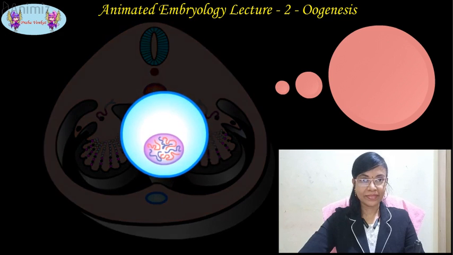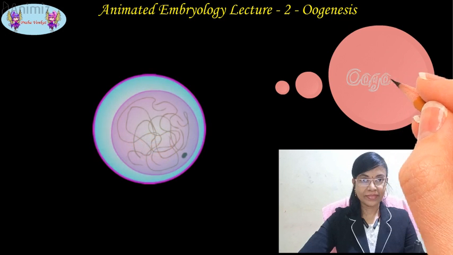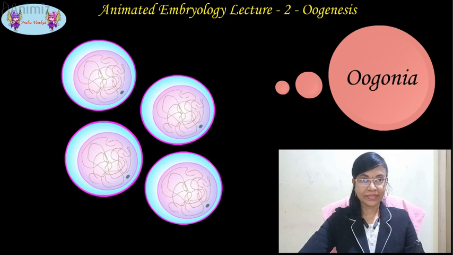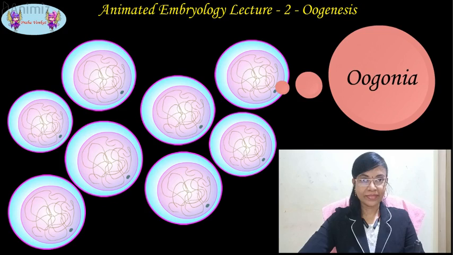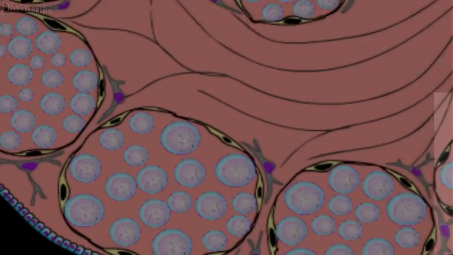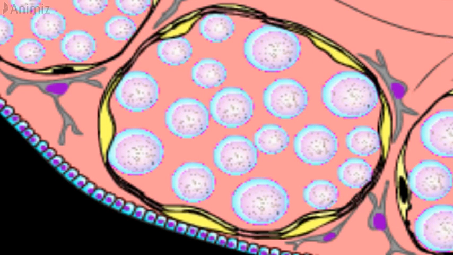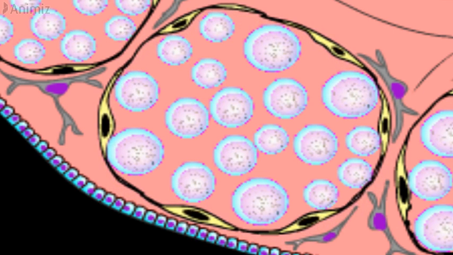In the meantime, the primordial germ cells will be differentiated into oogonia and the oogonial cells increase in number by mitotic division. By the end of the third month, the oogonia are arranged into clusters and each cluster is covered by a layer of flat cells derived from the surface epithelium. These flat cells covering the oogonial clusters are called follicular cells.